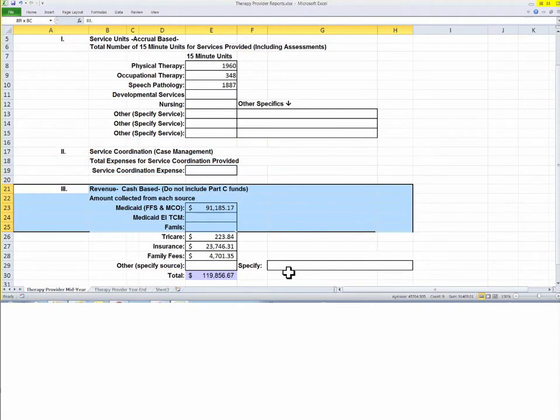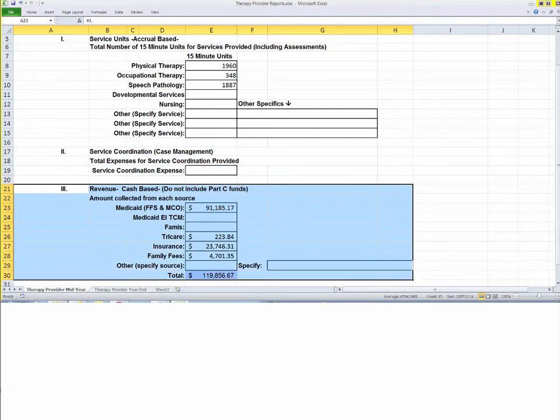Section 3 asks for a breakdown of the money you have received from different sources for the services you rendered in that catchment area. These totals reflect the actual amounts you received or deposited during that 6-month period of time. This has nothing to do with when the services were delivered, only the money you received. You need not include the payments you received from Part C because the local system includes these in their expenditure reports submitted to the state.